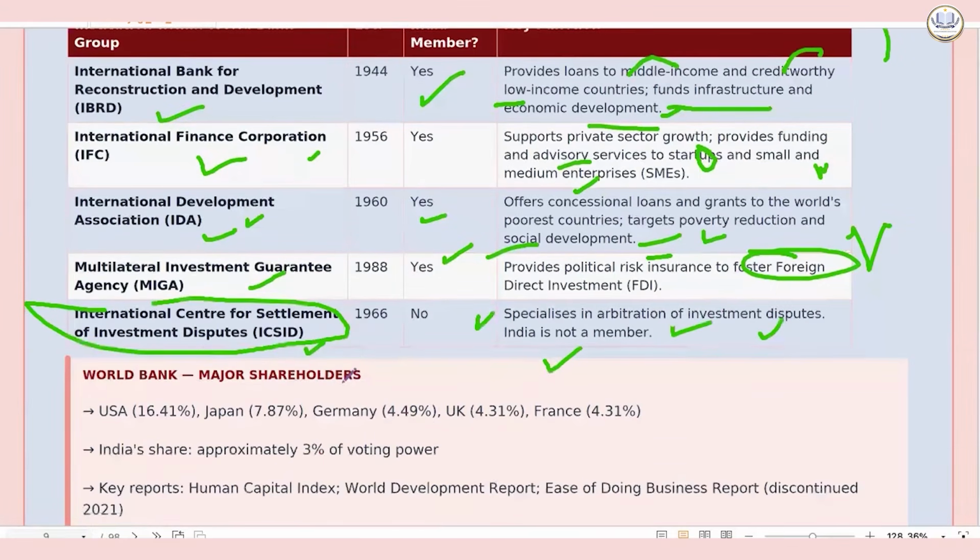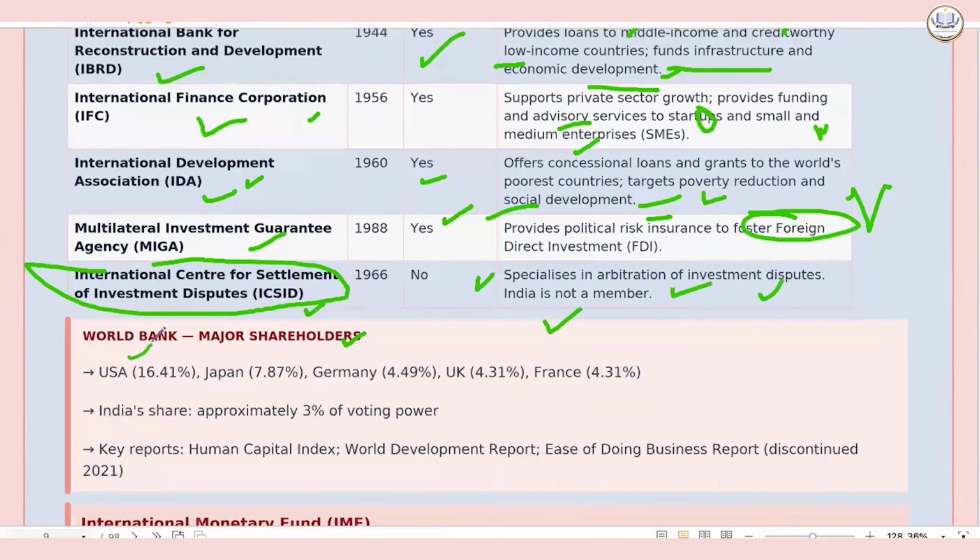If you see the World Bank's major shareholders, the USA is on the top with 16.41%, then Japan, then Germany, UK, France. India has approximately 3% of the voting power. Now your question will be, what is the share of China? India has 3%, and what is the share of China? Before that, let's see what indices they release.